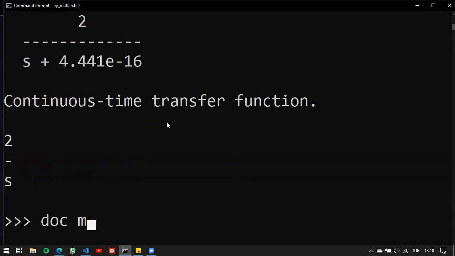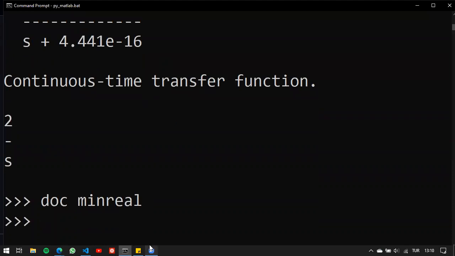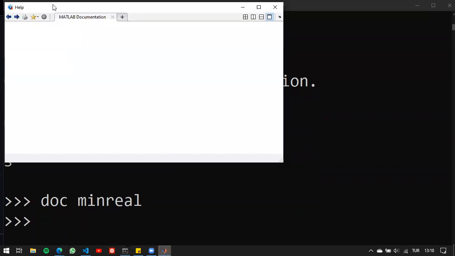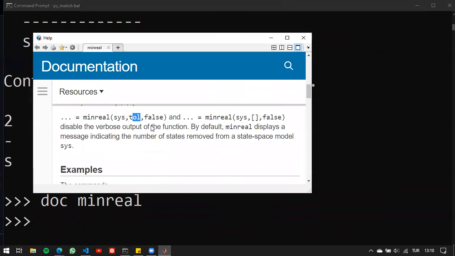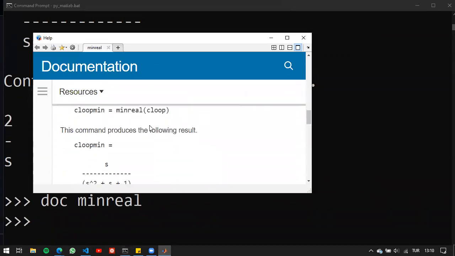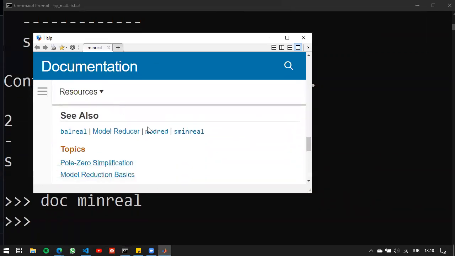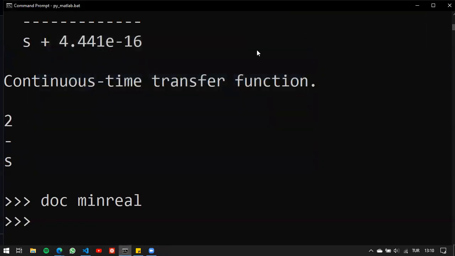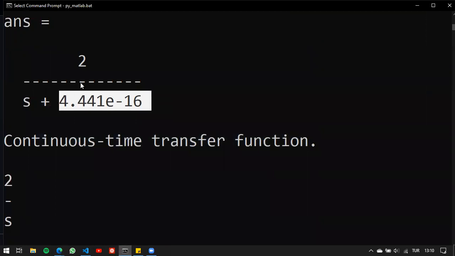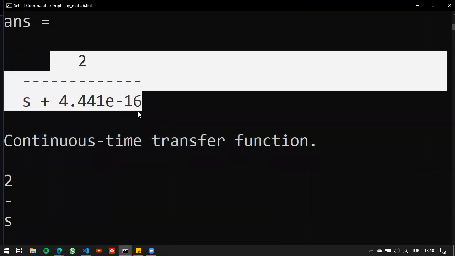So let me just check the documentation if there is something special that we can do. So min real, the tolerance, and then there are some examples. Let's see. Well, yeah, that's basically it. We have a tolerance, but it's not really giving us 2 divided by S, but you can see it's almost that.